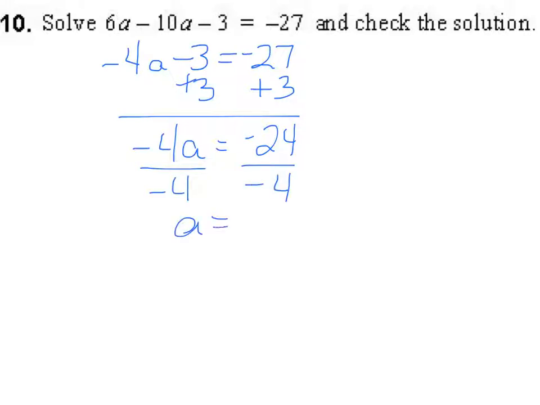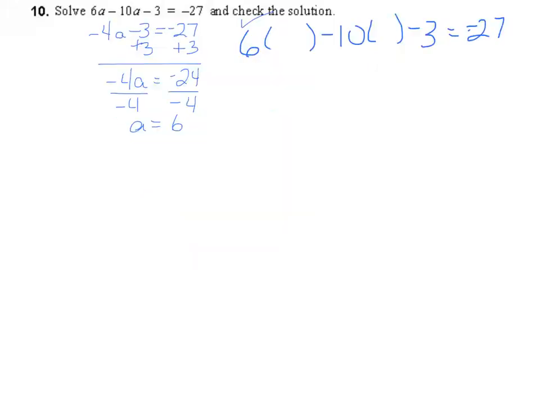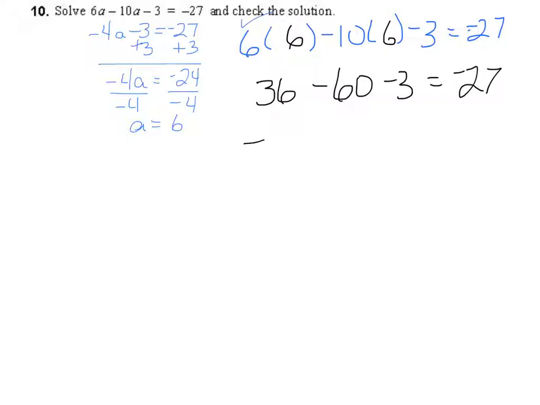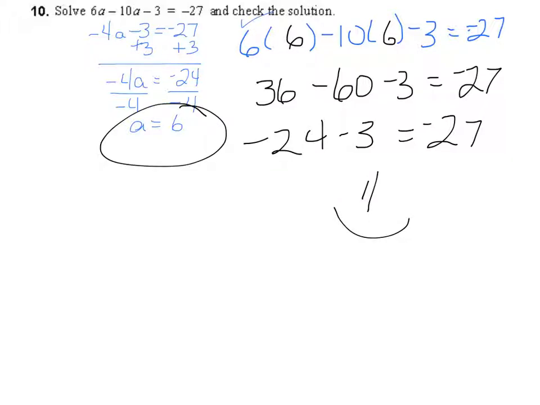So a equals 6. So I'm going to go back to my original equation and check. So I'm going to put 6 back in where the a's were. So 6 times 6 is 36, minus 10 times 6 is 60, minus 3, I hope equals negative 27. 36 minus 60 is negative 24. Again, if you're not sure, use your calculator. Minus 3 is negative 27. Sure enough, it's right. My answer of a equals 6 is correct.